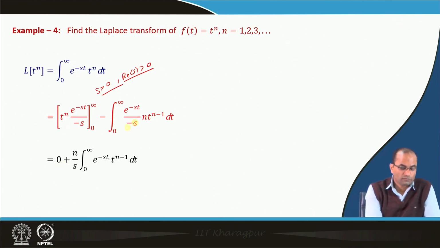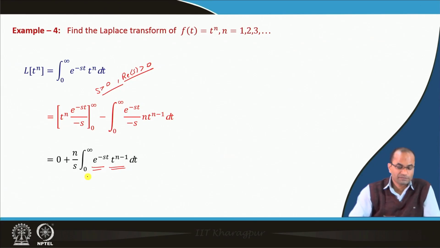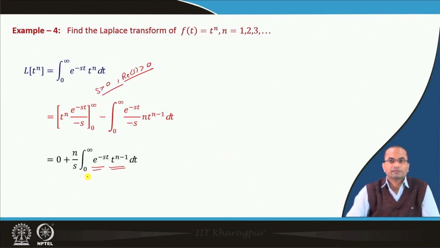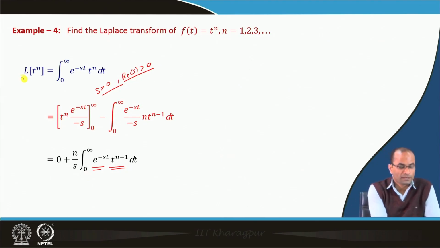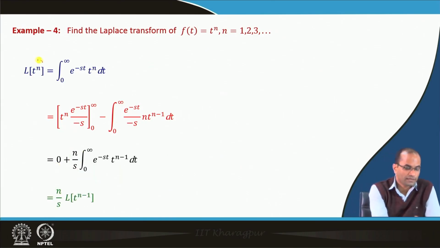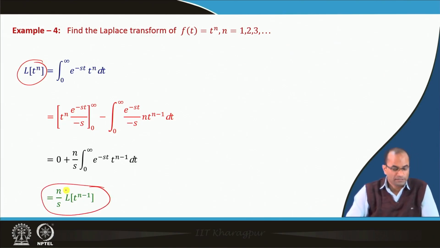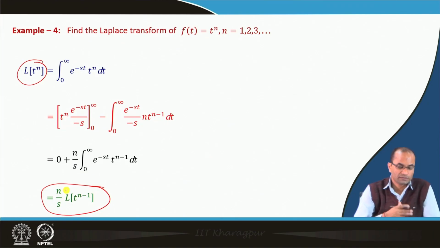So, we have then n over s and e power minus s t, and we have this reduction in the power, t power n minus 1. That means we get a recurrence relation, that the Laplace of t power n is the Laplace of t power n minus 1 with the factor n over s. So, let us formulate this: the Laplace of t power n is n over s times the Laplace of t power n minus 1. With this recurrence relation, we can actually get the closed form.